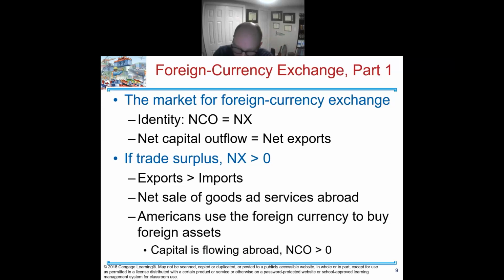I go to the bank, I say, I need euro. How many euro do you need? I tell them the amount, I give them the American dollars, and I get my euros from the bank. It'll be less because of this thing called an exchange rate. The exchange rate is the difference between the currencies. The exchanges are set by the net currency outflow being equal to net exports.